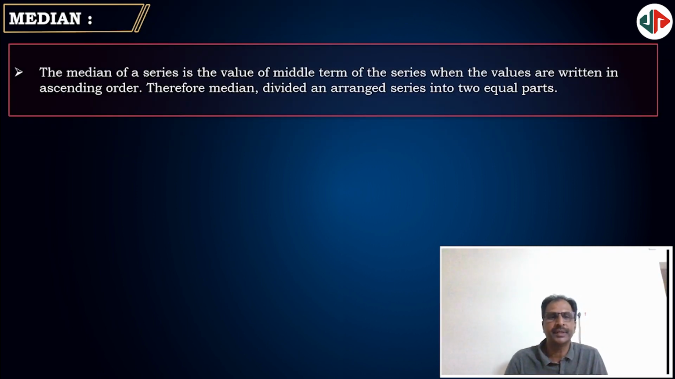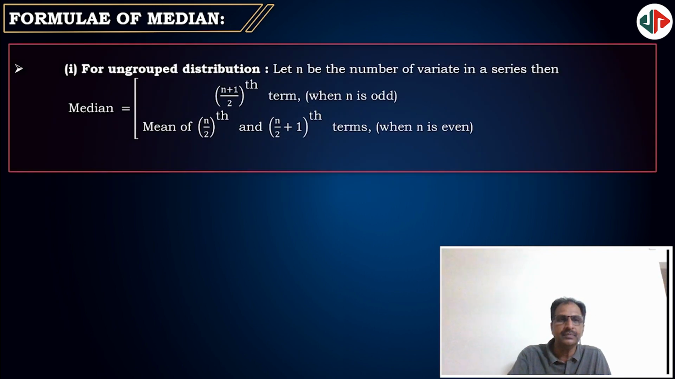Next, median. The median is nothing but the value of the middle term of the series, when the values are written in either increasing or decreasing order. That is, median divides the entire series into two equal parts. Next, what is the formula for finding median? Median depends upon the number of observations. Suppose if number of observations is odd, then median is equal to n plus 1 by 2th term. If number of terms are even, then the median is average of n by 2th and n by 2 plus 1th terms.